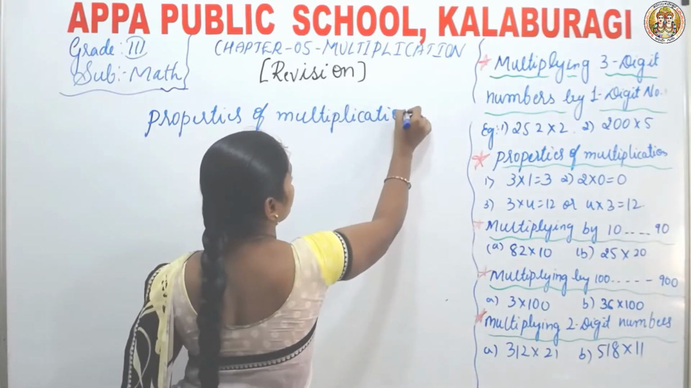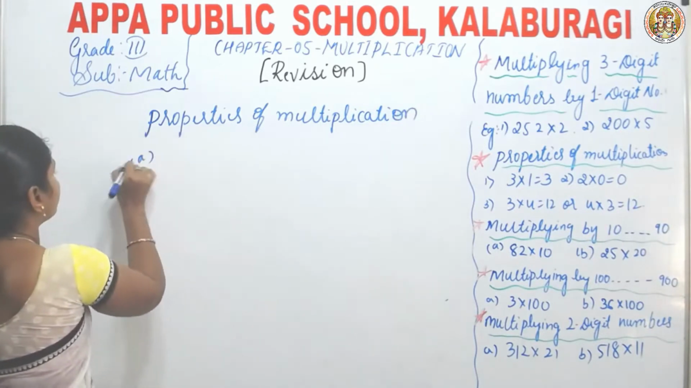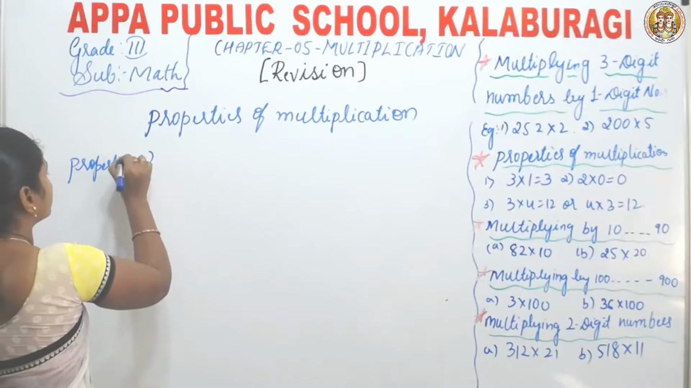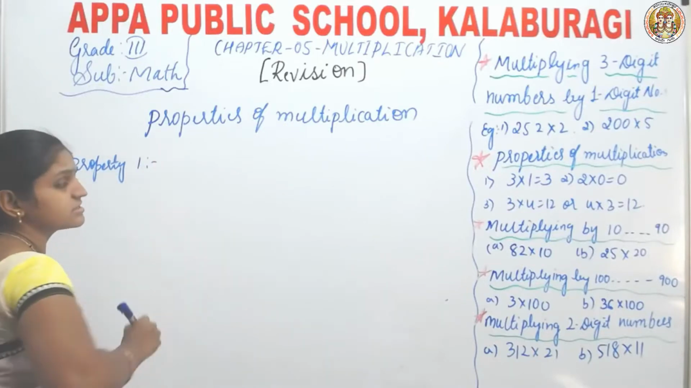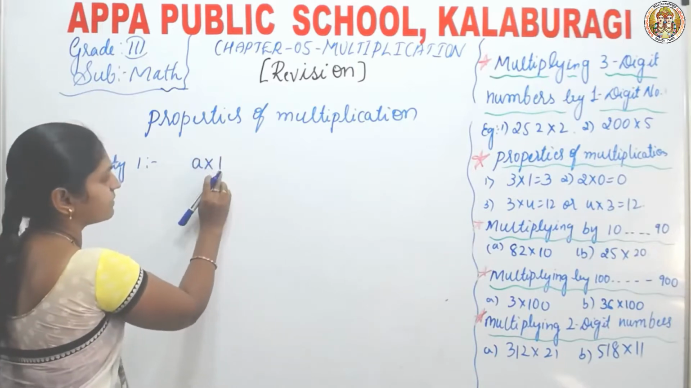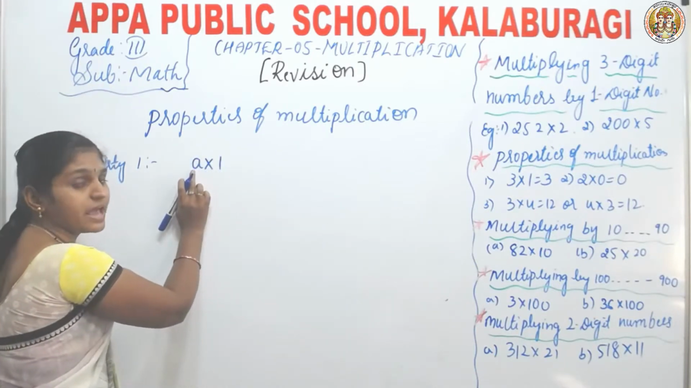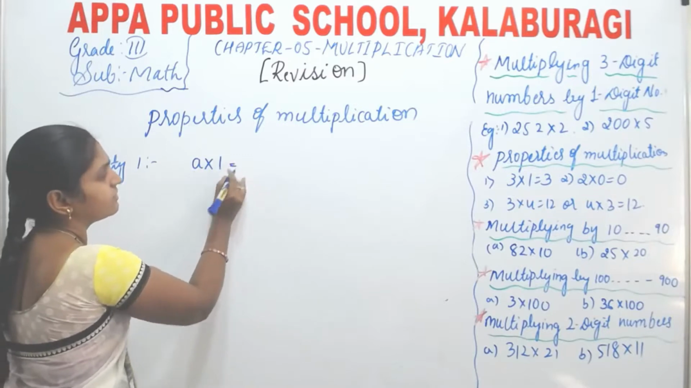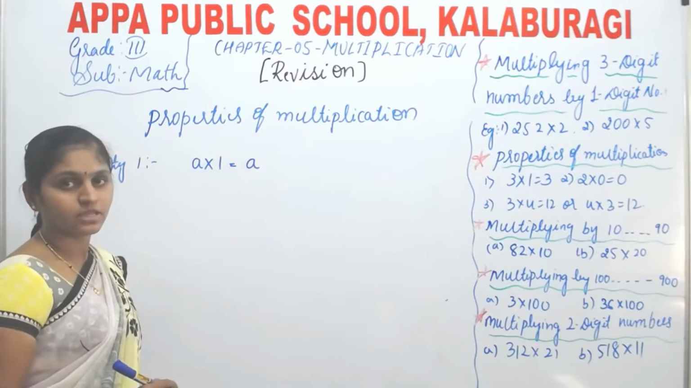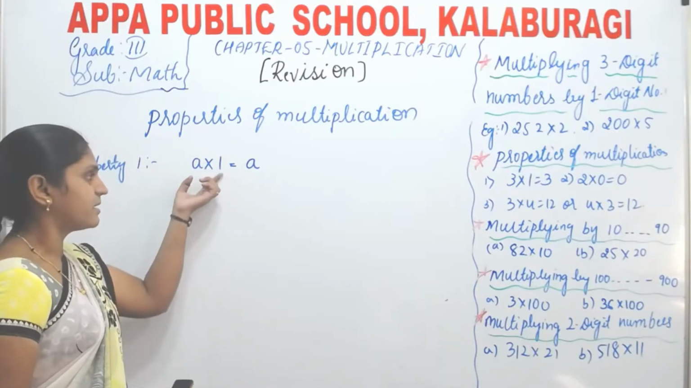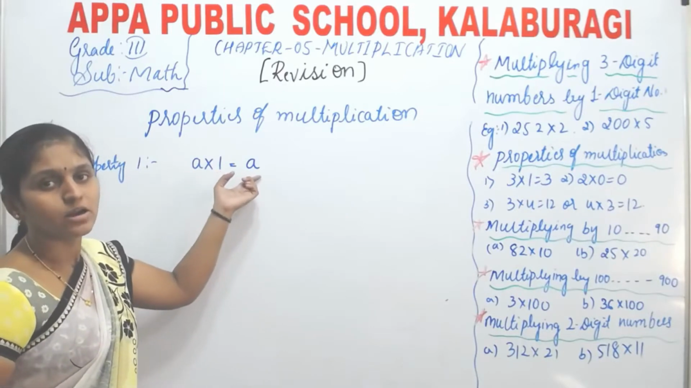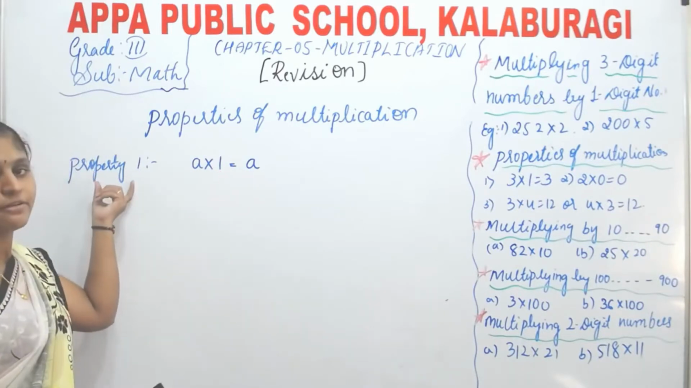What is the first property? If you multiply any number with 1, we get the same number as the product. Yes, multiply any number by 1, we get the same number as the product. This is property 1.